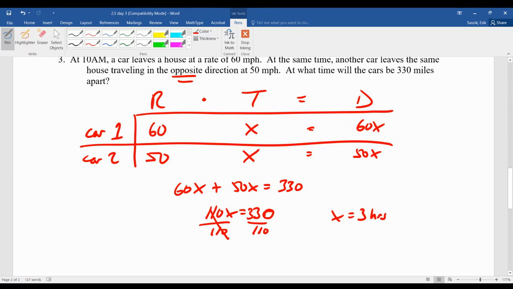Now, it says at what time. Remember, this means time on the clock. They left at 10 a.m., so 3 hours later would be 1 p.m. Okay?